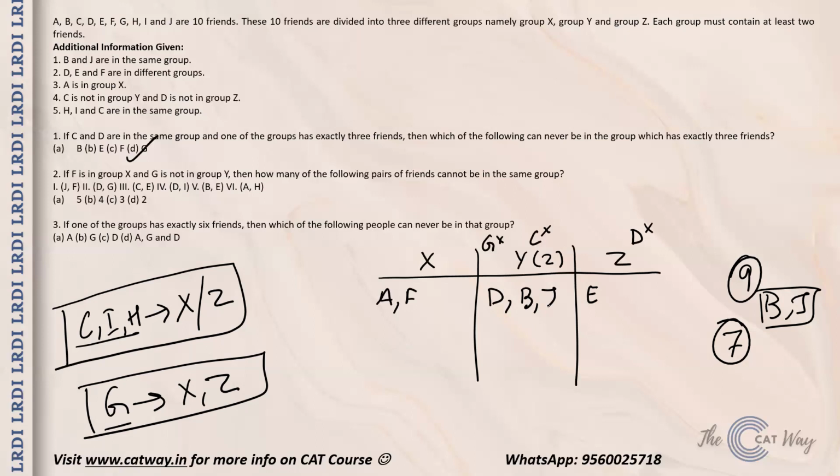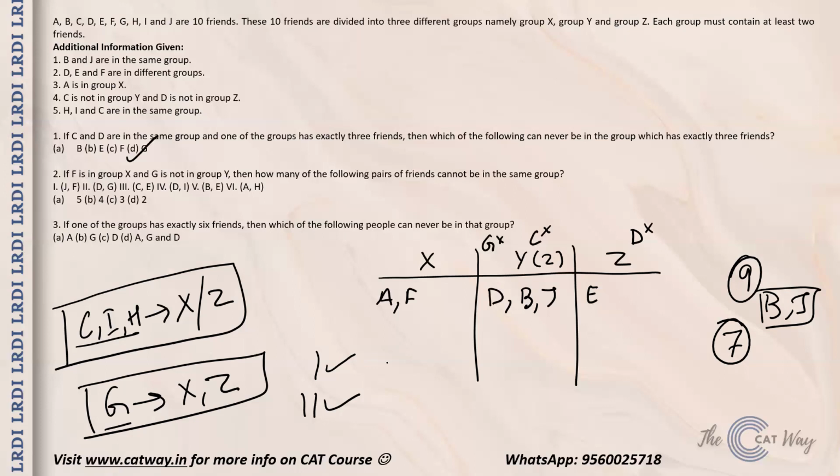Now let us see among the options if there's anything we can find. How many of the pairs of friends cannot be in the same group? If you talk about J and F, they are never going to be in the same group. So option number 1 will be counted. Then 2 is D and G. It will also be counted. Then you have C and E. For C and E, it is a possibility that they might be in the same group. So the third will not be counted.